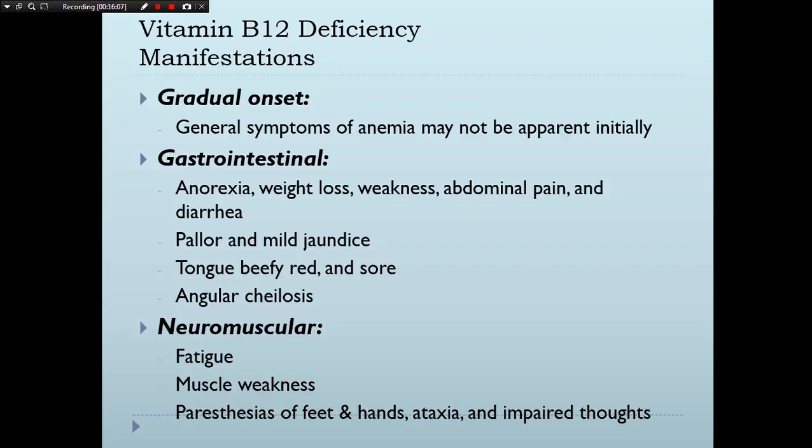Typically, patients with vitamin B12 deficiencies, we're going to see neuromuscular complications. In addition to vitamin B12 being a substrate that's going to help with red blood cell maturation and DNA synthesis, it also has a little bit to do with myelination, with action potential through our axons and our neurons. So if we have a deficiency in vitamin B12, we're going to see some neuromuscular manifestations: fatigue, muscle weakness, paresthesias of the hands and feet, ataxia, and impaired thoughts.